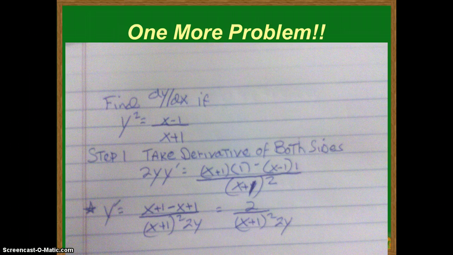Okay, now we're going to do some algebra. I need to solve for y prime. So all I have to do is divide both sides by 2y. So what I get is x plus 1 minus x plus 1, I distributed the negative sign, all over x plus 1 quantity squared times 2y. Simplifying the numerator gives me 2 over x plus 1 quantity squared 2y.